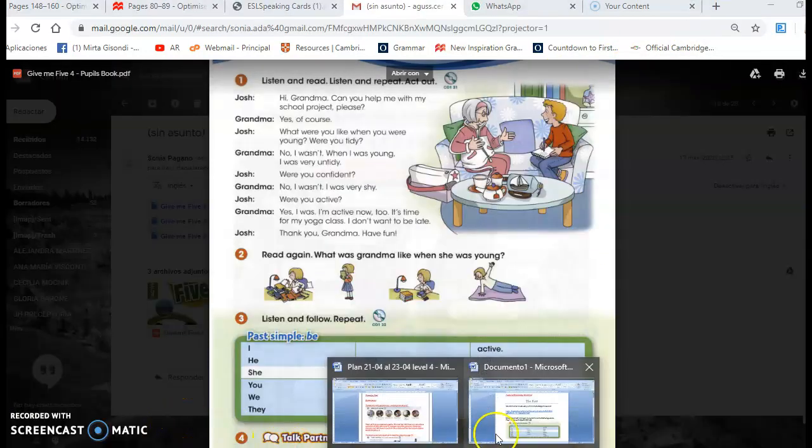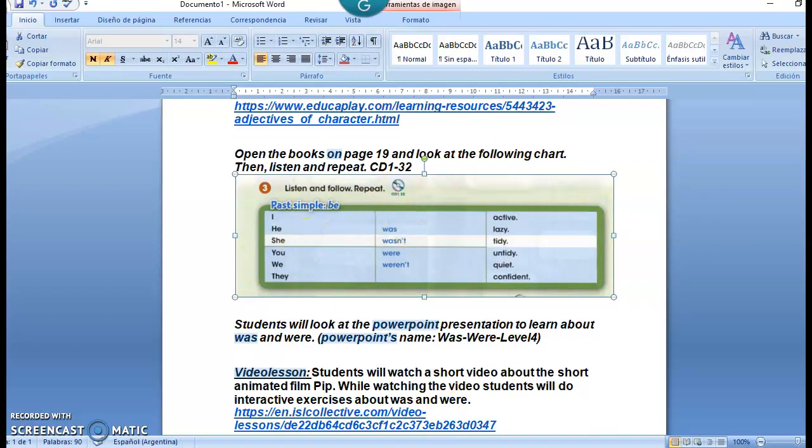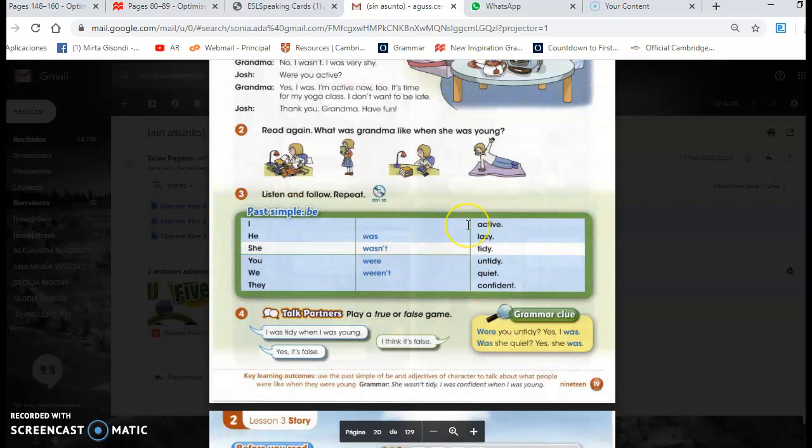Once you finish and you play it, you're going to open the books on page 19 and look at the following chart. ¿Sí? Tenemos un chart on page, si lo ven acá, on page 19, que dice I, he, she, was or wasn't, you, we, they, were or weren't, and then the adjective. ¿Qué pasa? ¿De qué estamos hablando ahora? Estamos hablando del pasado. Okay, the past simple.